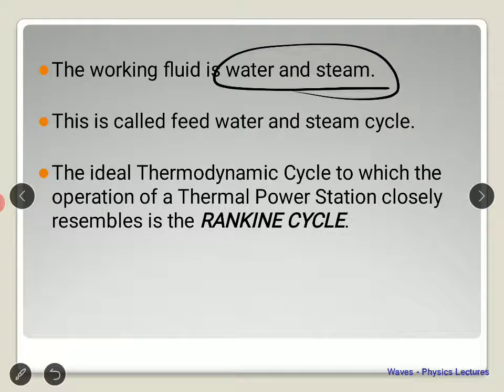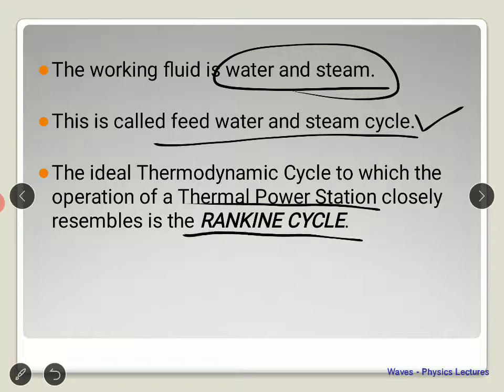This is called the feed water and steam cycle. We have water which is fed in, and we are getting steam. So that's the feed water steam cycle. It might be an objective, multiple choice question in your quizzes. The ideal thermodynamic cycle which the operation of a thermal power station closely resembles is called the Rankine cycle. So in the next class we are going to discuss the Rankine cycle.